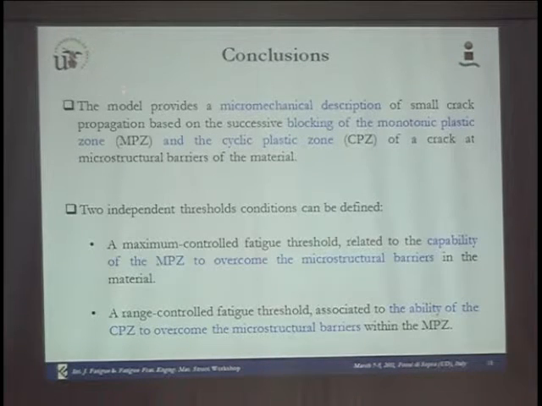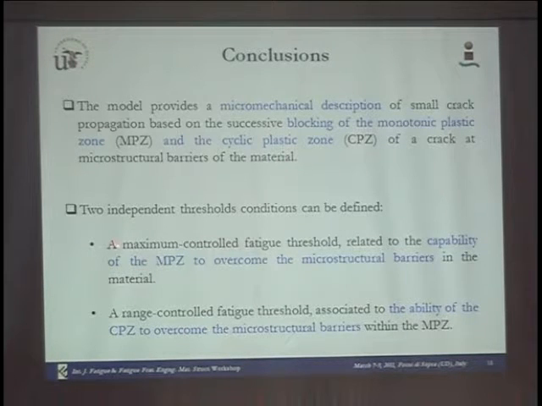the model provides a micromechanical description of small crack propagation based on successive blocking of the monotonic plastic zone and the cyclic plastic zone of the crack at the microstructural barriers. And using this idea, we can identify two independent threshold conditions.